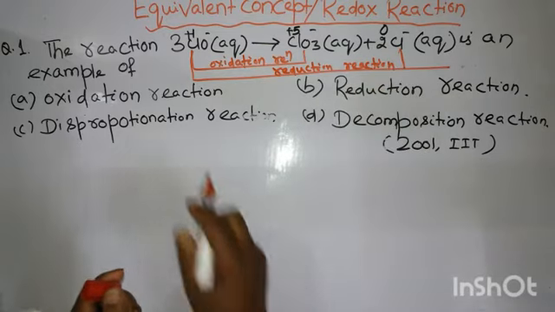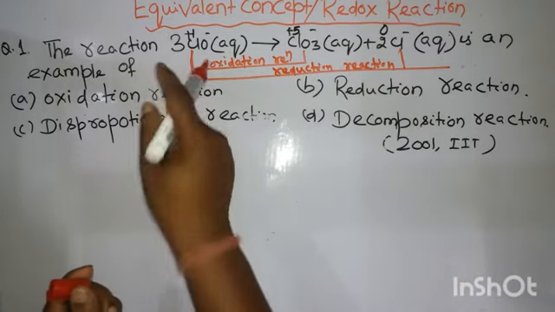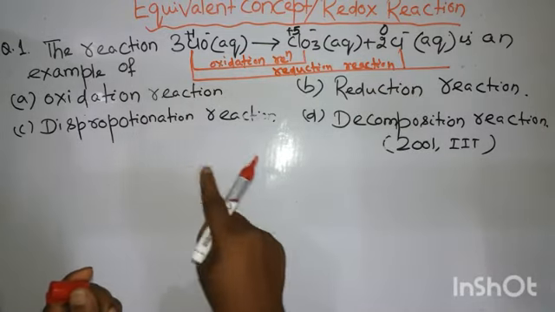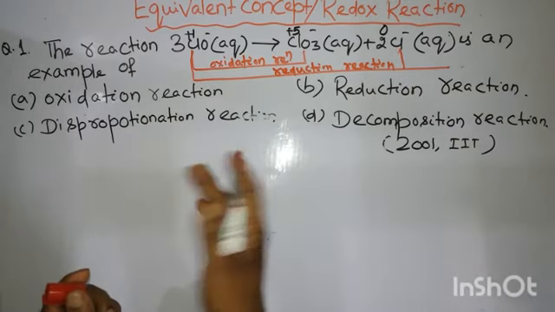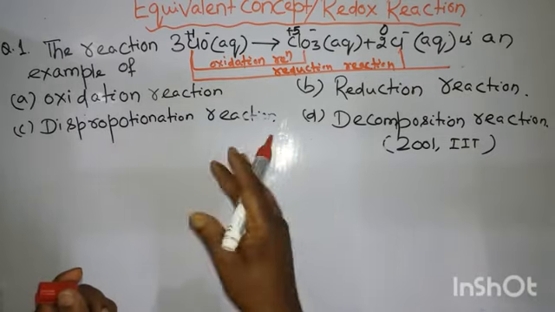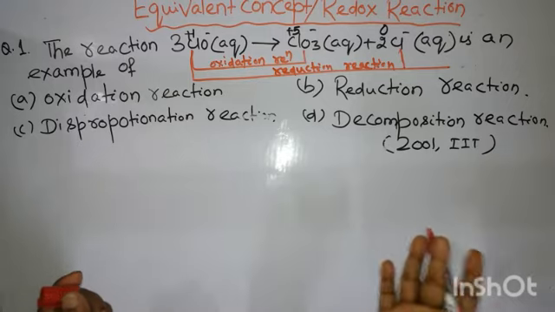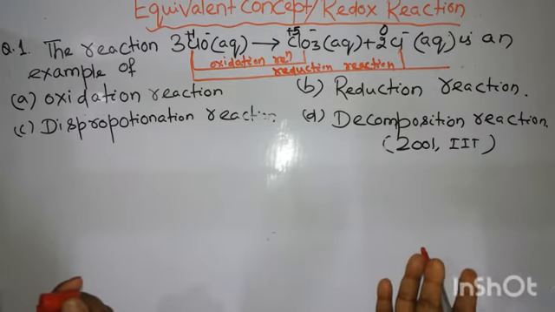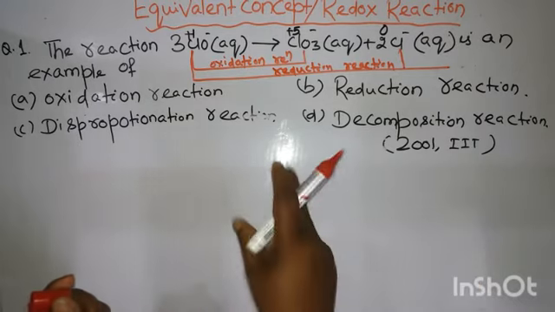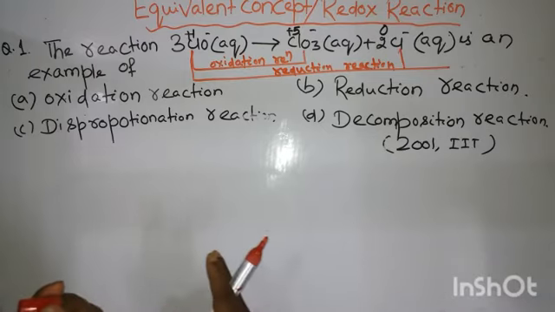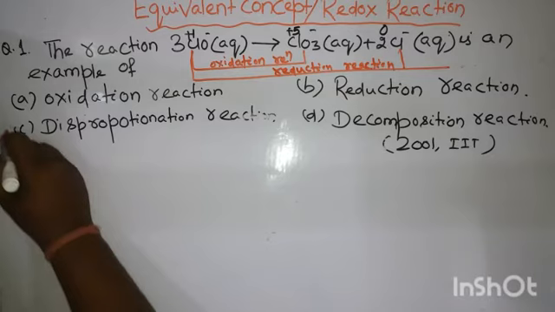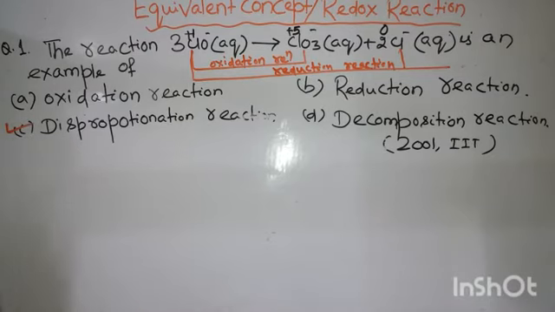But you observed that the same species, chlorine, has undergone both oxidation and reduction reaction. I have already told you that a disproportionation reaction is one in which the same species undergoes both oxidation and reduction, and chlorine in this case has undergone both. So the answer will be disproportionation reaction. The question was asked in 2001 IIT. Next, question number 2.